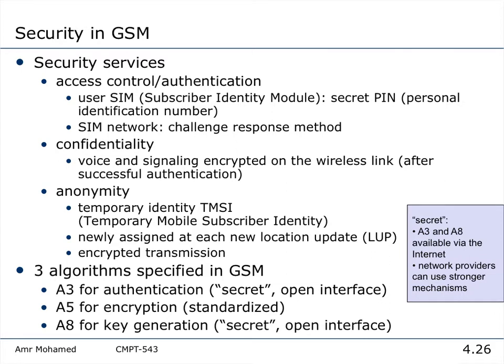To do that, GSM defines three different algorithms: A3, A5, and A8. A3 is used for authentication, A5 is used for confidentiality, and A8 is used for encrypting the individual key and generating what we call a cipher key, as we will see.